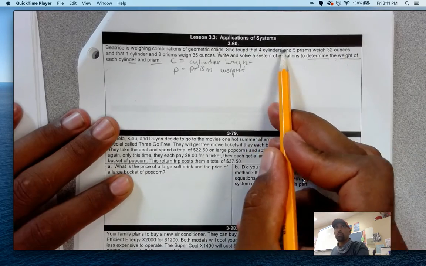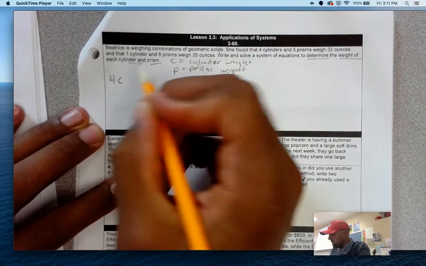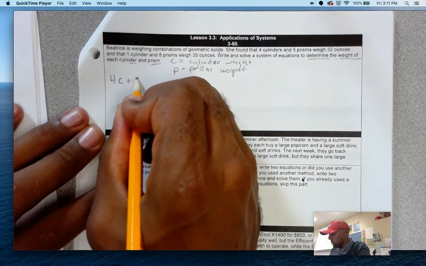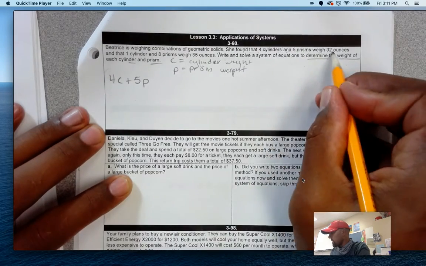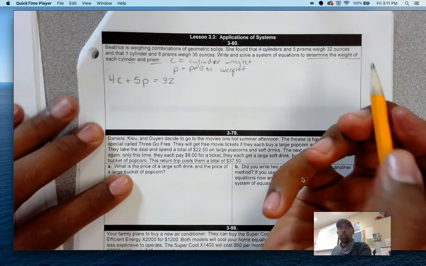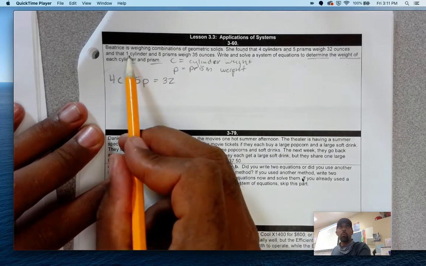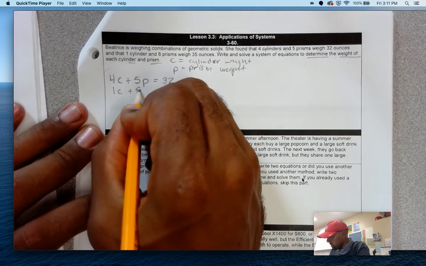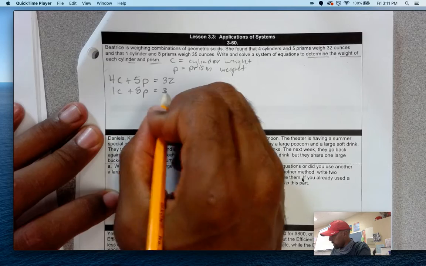Now I'm going to go here to get the first equation. It says we have 4 cylinders, so pretty much 4C, or 4 times C, and 5 prisms, or plus 5P, is going to equal 32 ounces. So there's my first equation. And I pretty much do the same for the second part: 1 cylinder plus 8 prisms is going to equal 35 ounces.